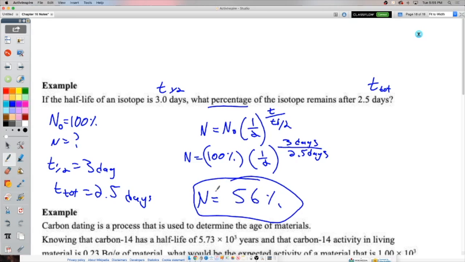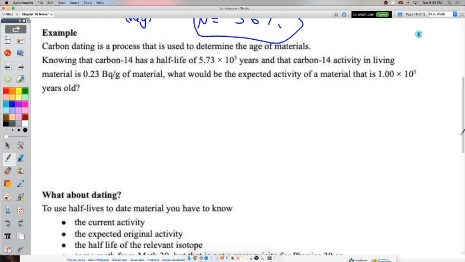Okay, feeling good, right? Because we made that prediction at the beginning that we should have more than 50 because it's not quite a full half-life. And it's pretty close to 50, which is good because 2.5 is decently close to 3, right? So that makes sense. All right, carbon dating is used to determine the age of materials.